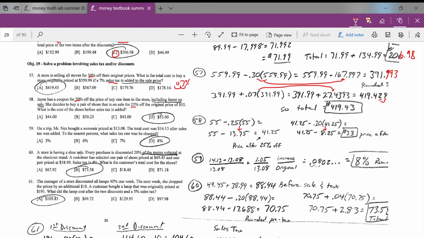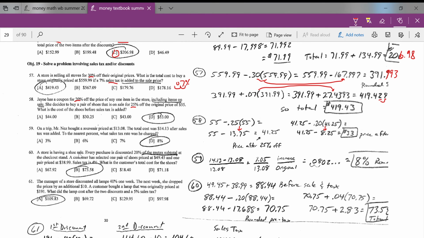All right, number 59. This one's a little different. We have to remember back to some stuff we've looked at before. It says on a trip, they bought a souvenir priced at $13.08. The total cost was $14.13 after sales tax was added. To the nearest percent, what was the sales tax rate that he was charged?